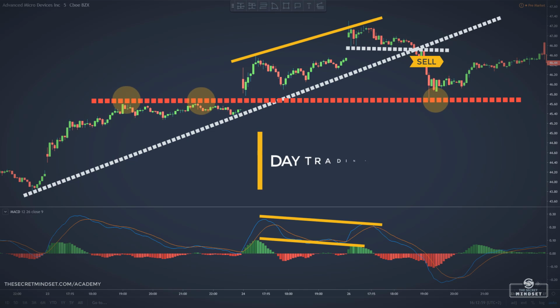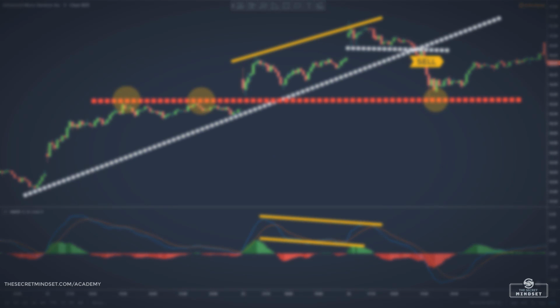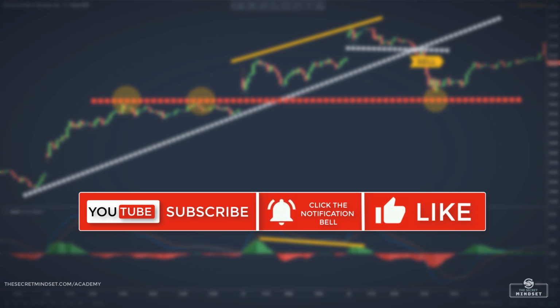I like to use this double divergence system in my day trading activity, but it can also be used as a swing trading tool.